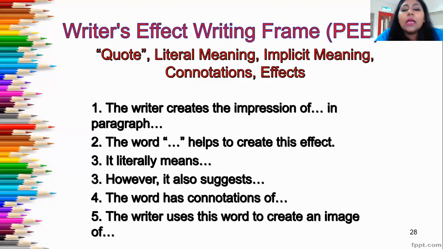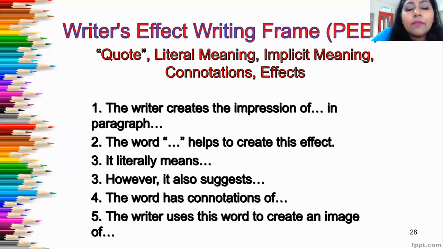Okay, so let me continue again. Obviously you guys know about your writer's effect frame, PEE: point, evidence, and also explanation. So first of all, what do you mean by point here? What is the overall idea of the selected word or selected phrase? So you're going to quote it, putting a literal meaning to it, and then you can continue with the implicit meaning. When you talk about implicit meaning, it could be part of the connotations and effects.